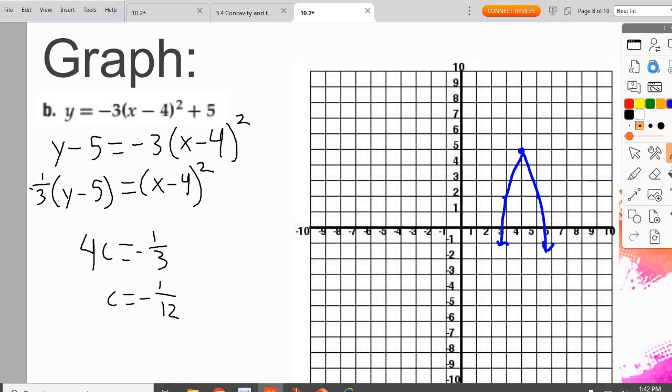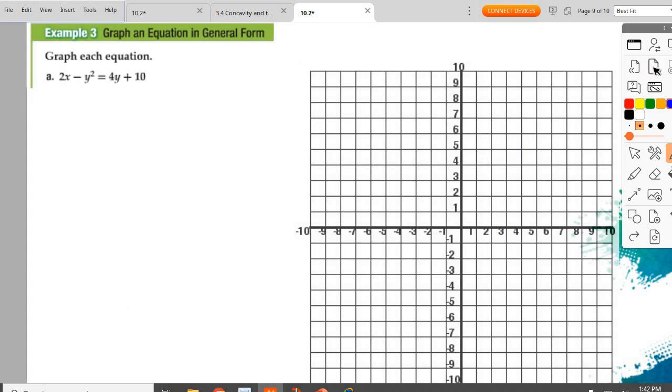Alright, I think we got one last one. This one tells us to graph again. Which one of our variables is squared this time? The y, okay? Which tells us we're going to be opening what way? Left or right? We don't know which one yet because we can't really see. And then also, are we in standard form right now? No. So we are going to have to rewrite this in standard form.